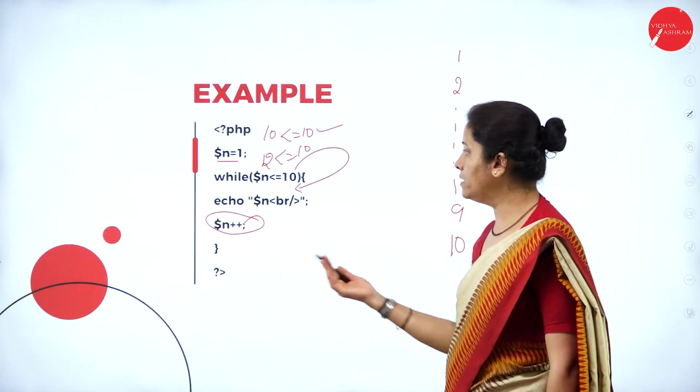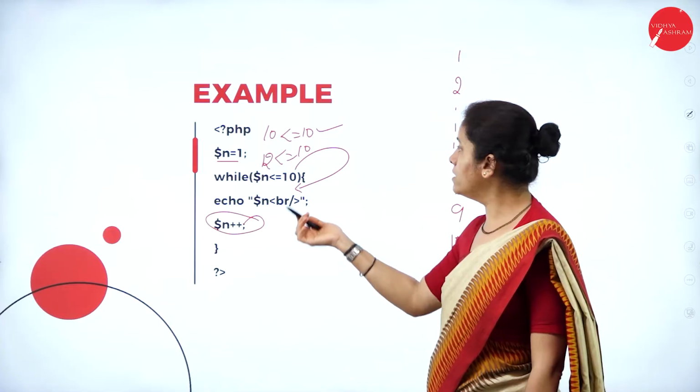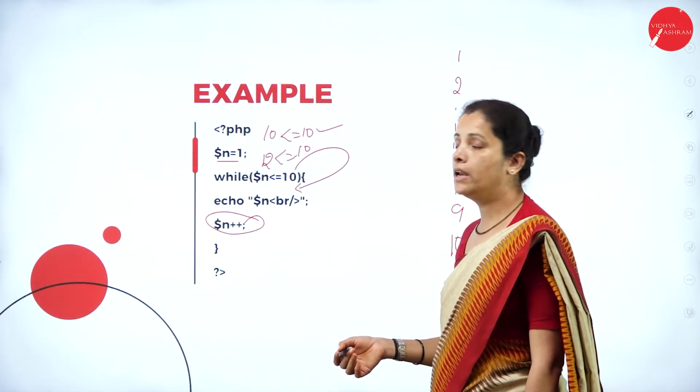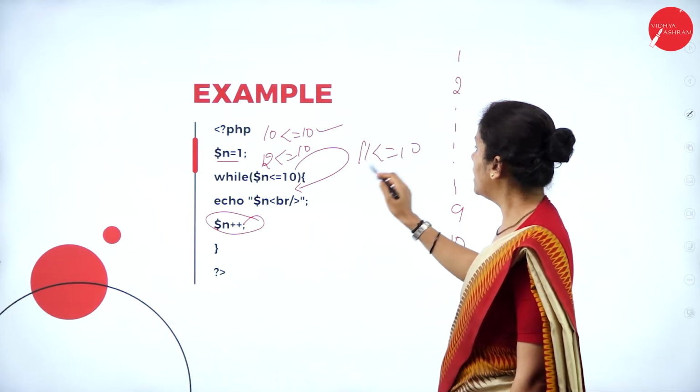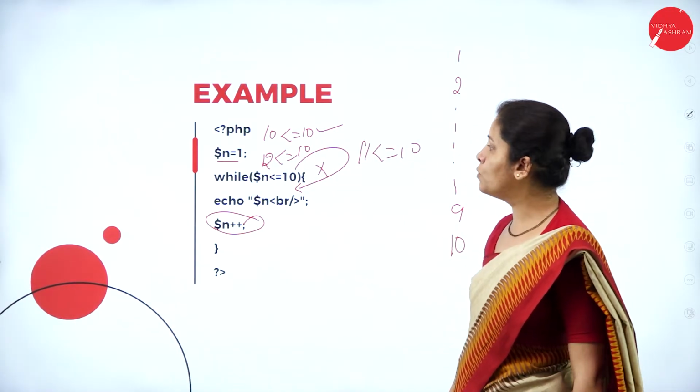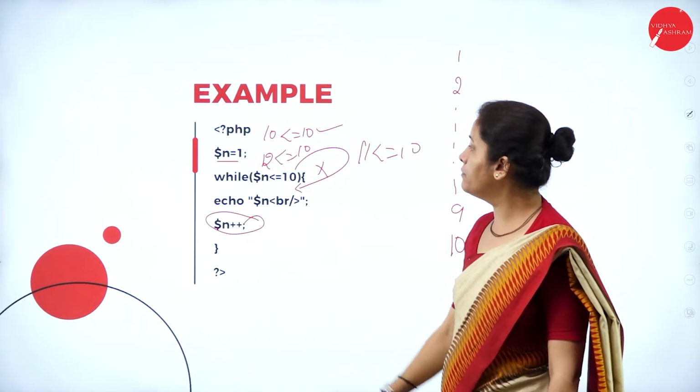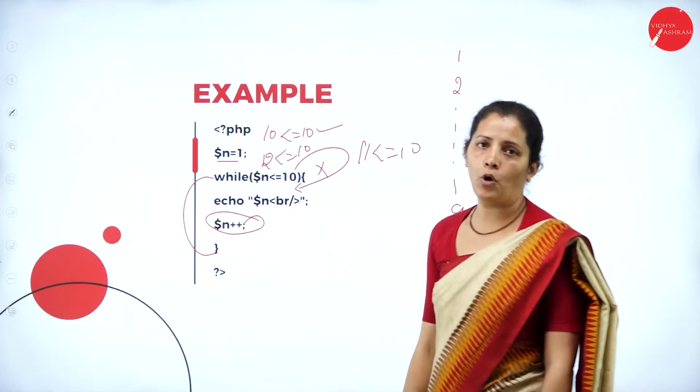Now, I'm going to increment n by 1. Now n is 11. So, what is the value of n now? 11. 11 is less than or equal to 10. The condition is false. So, what am I doing? I'm exiting from the while body.